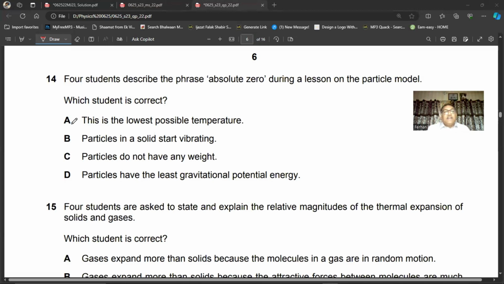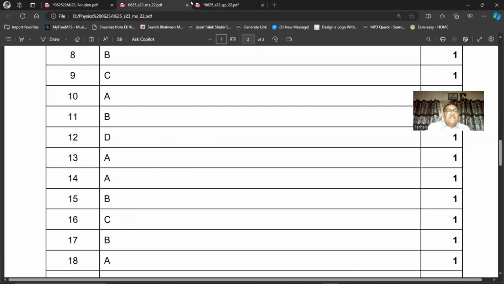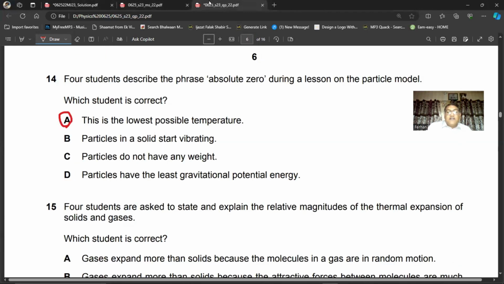Particles in a solid start vibrating. The particles of the solid are always vibrating. Particles do not have any weight. This is not true. Particles have the least gravitational potential energy. That is also not true. The only sensible sentence here is A. This is the lowest possible temperature. Question number 14, A is the right answer, sir.